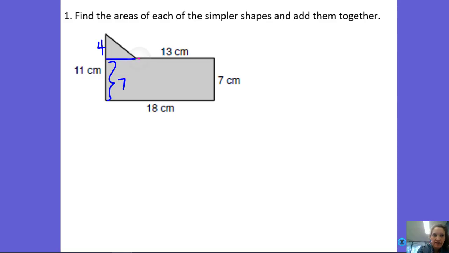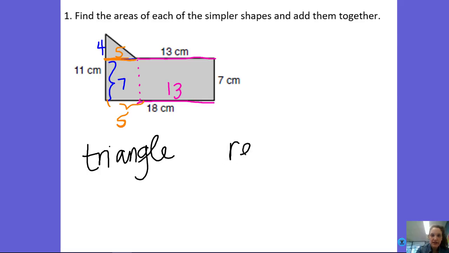And then you can also think if this is 13, then this is 13. Which would mean that if that whole side is 18, then 18 minus 13, this piece right here is going to be 5, which means that up here this is also going to be 5. So this composite figure is broken into the triangle and the rectangle, and so I'm going to find the area of both of those shapes and then add them together.